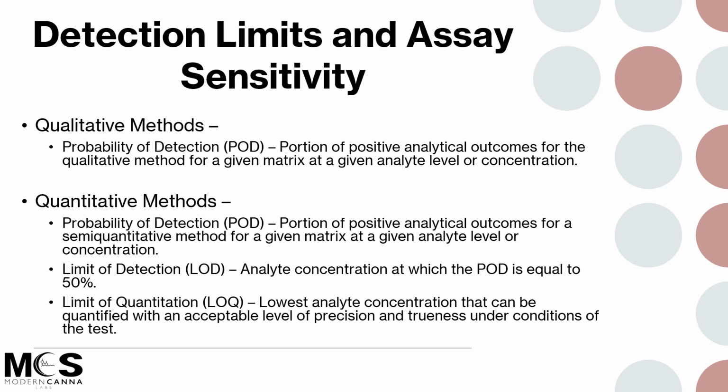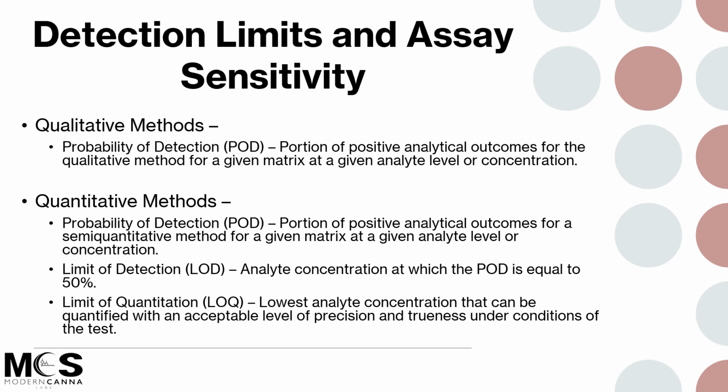And for this, AOAC SMPRs for microbes have provided a definition for the probability of detection, or POD, which is defined as the portion of positive analytical outcomes for the qualitative method for a given matrix at a given analyte level or concentration. And this is what's going to play into assay sensitivity and the method's ability to positively identify the microbe at that required limit. So for example, ensuring that Aspergillus can be seen down to 1 CFU per gram in order for the laboratory to confidently say that it was absent from a sample.